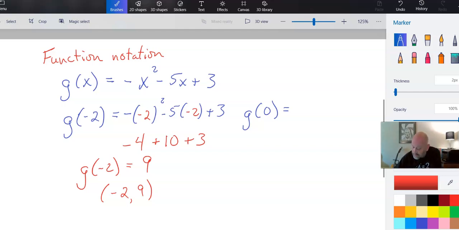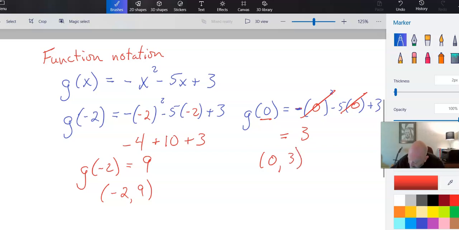Okay, now g of 0. It's the exact same thing. Let's do it in the right color. I'm going to have minus whatever x is squared, minus 5 times whatever x is, plus 3. And so in this case, this is telling me that x is 0, so I'm plugging a 0 into both of these places. And again, zeros are wonderful beings because they kill people. So that dies, and all I'm left with is 3. And so this is associated with the point 0, 3.